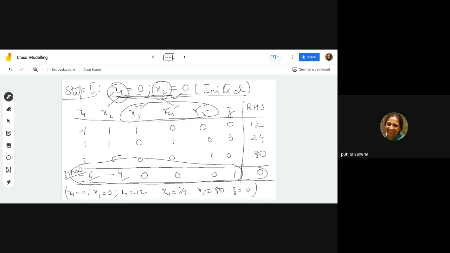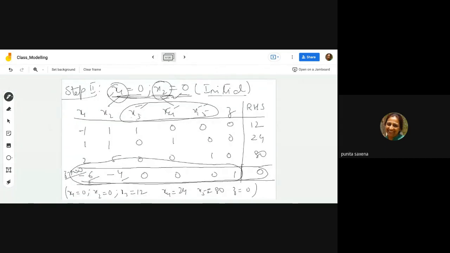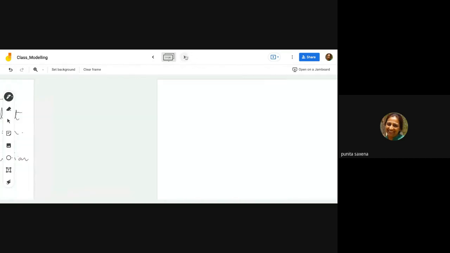So step 3 now is the optimality criterion. We check whether the current solution is optimal or not. In our problem, because I have two negative coefficients, the current solution is not optimal. So we have to move ahead. We move to step number 4, which is to decide which variable will leave the basis.